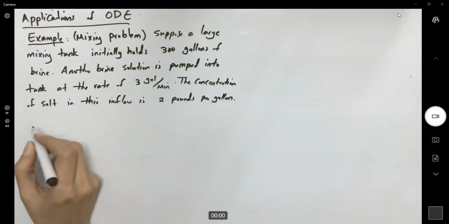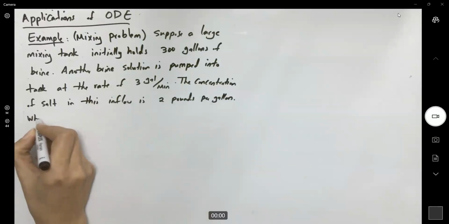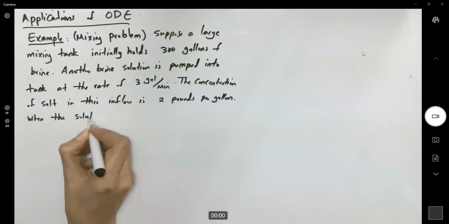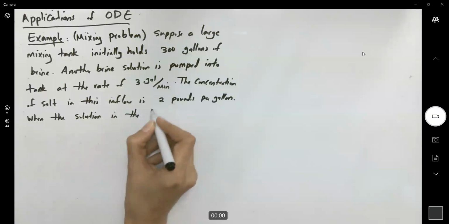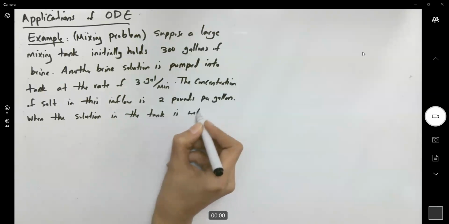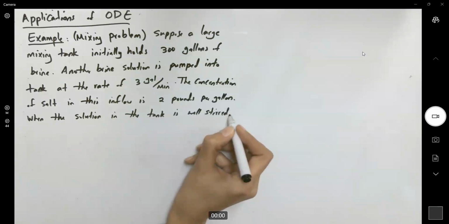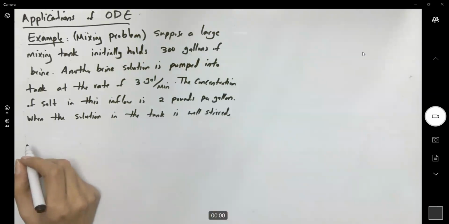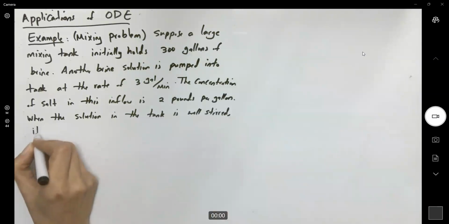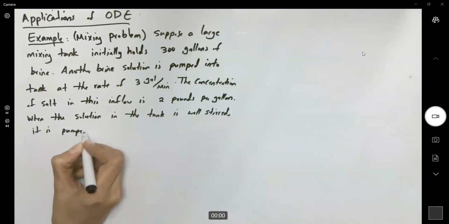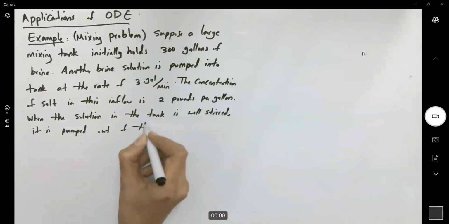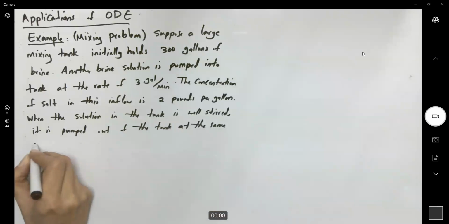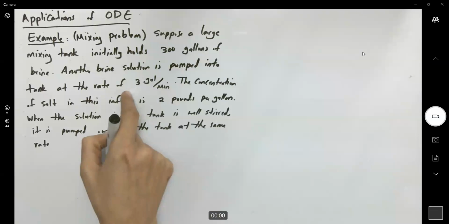When the solution in the tank is well stirred, it is pumped out of the tank at the same rate, at the same rate as it was entering.